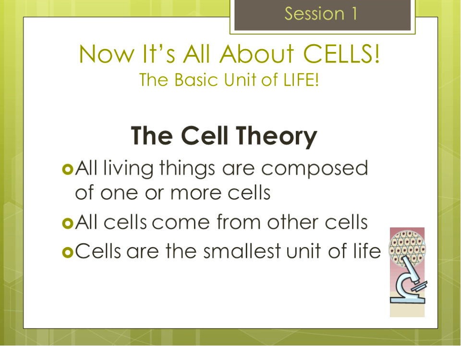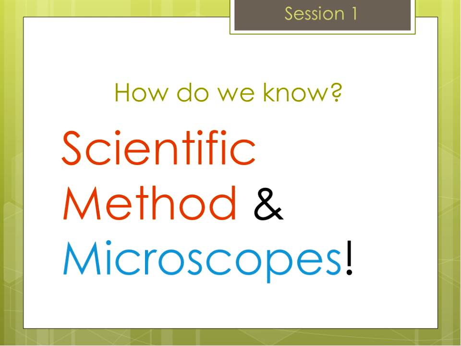All cells must come from other cells, which makes sense because if a cell is a living thing, it has to be able to reproduce, and that's where cells come from other cells. And then cells are the smallest unit of life is the last part of the cell theory, which just states that it does show all the characteristics of life. So those are the 3 main points to the cell theory.